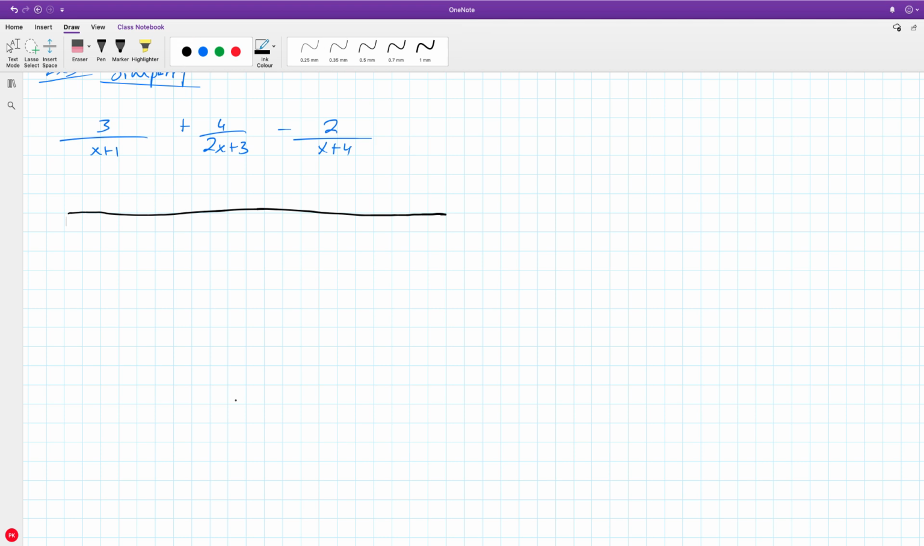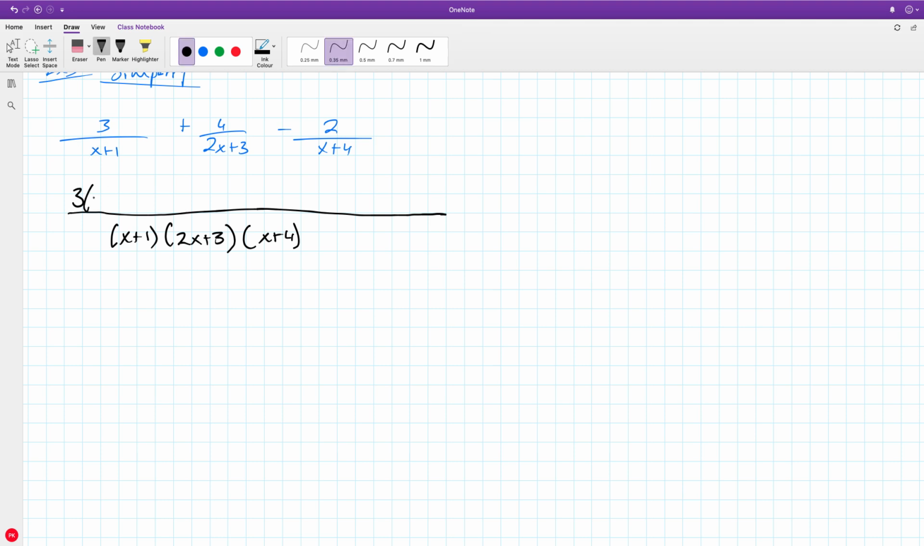Right. Nice long one for us. Right, let's have a little look at it and see how far we got in it. So, we divide x plus 1 into that, that's gone.